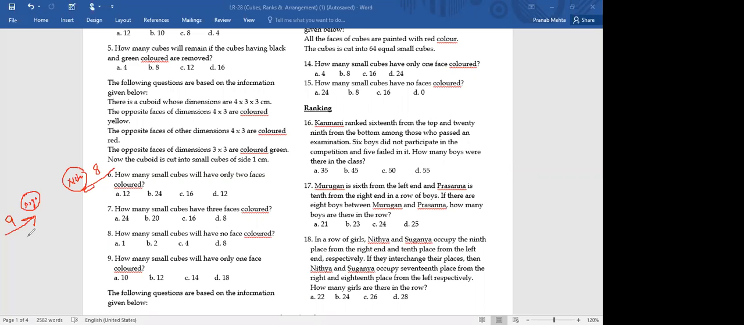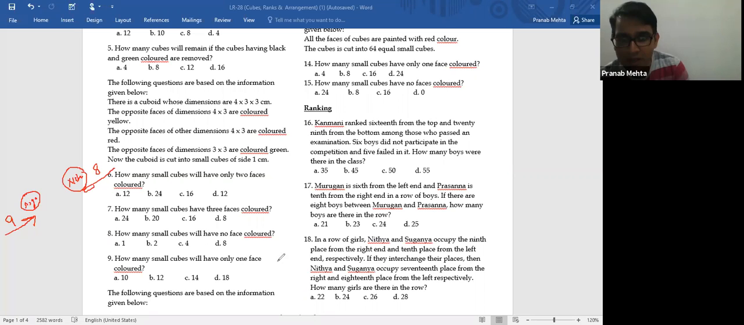All right. Let us read further. If they interchange their place, this is interesting. So you have to understand now. Nitya comes here, and Suganya comes here. Now listen carefully to what I am saying. Since Nitya has come here, I know that 9 people are on this side and 8 people are on this side.